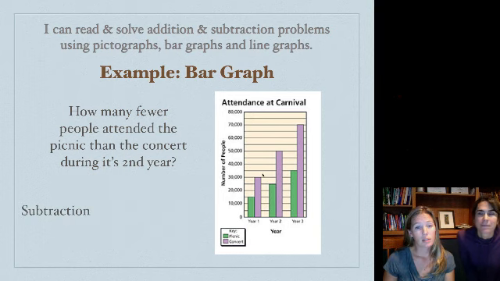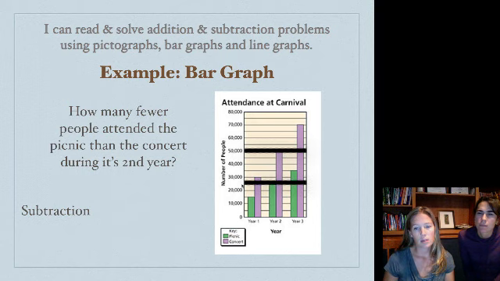Okay, so hopefully you're thinking again, we're trying to find the difference. How many fewer? Fewer is like a big red flag you need to subtract. So we need to look at how many people attended the concert first. So I look up at my purple, drag my little line across, and I have 50,000 people attended the concert.